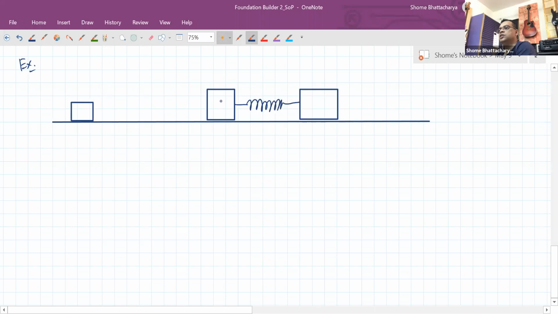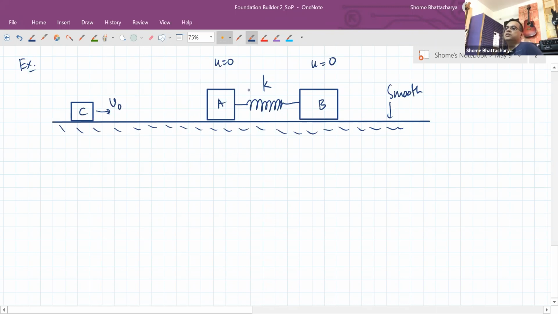So these two blocks A and B are connected by a spring, and they're lying at rest with the spring at natural length on this frictionless surface. Whereas this block C is traveling with a speed V0 like this, and it makes a head-on impact with A.